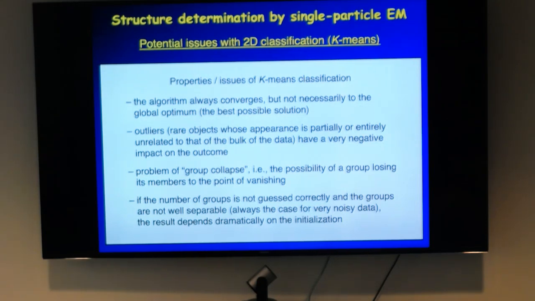The problem is that you have to guess how many classes you want to have. If you have perfect particles, that's not a big issue. But if you have noisy data, it can become really difficult to judge whether differences between two classes are meaningful or just different noise. So this is a long-known problem for 2D classification.